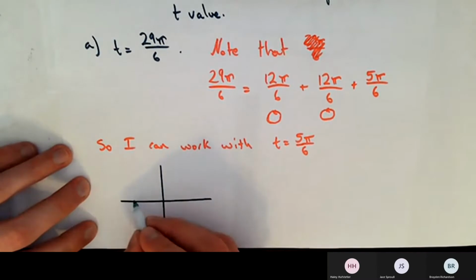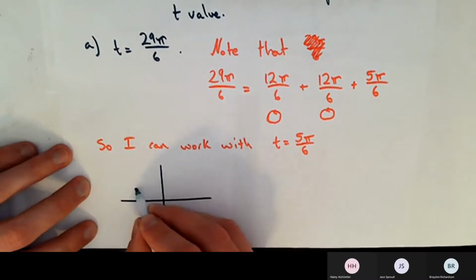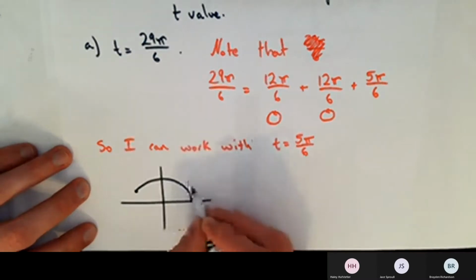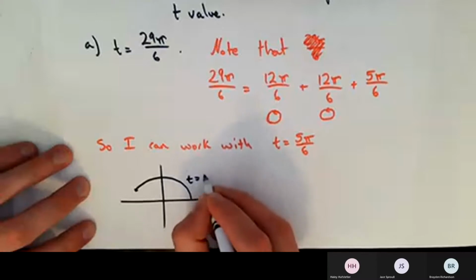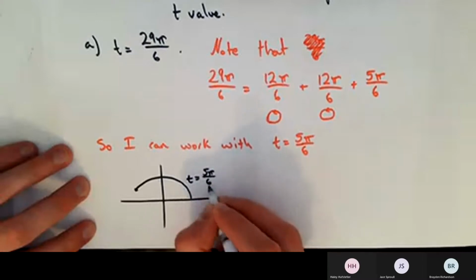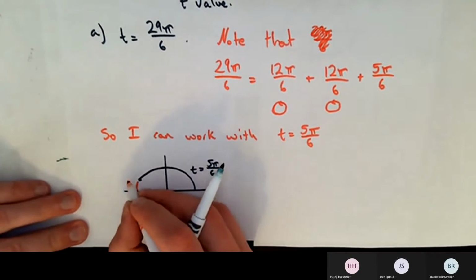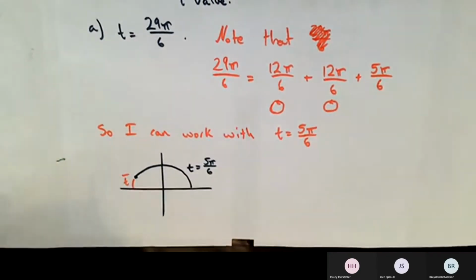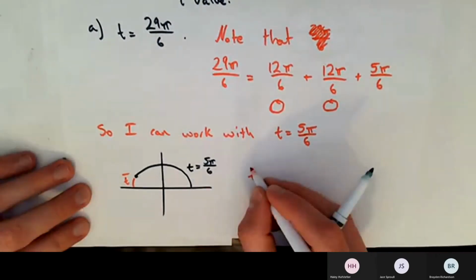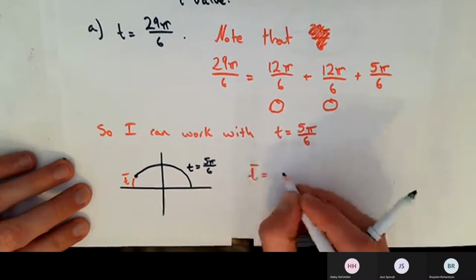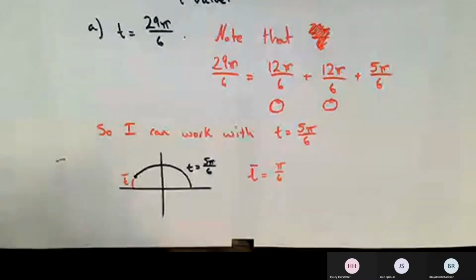Where is 5 pi on 6? So that's right here. So this is my t equal. I'm going to go back to writing the original one in black, and then I'll write the t bar here in red. So t bar here is going to be pi on 6.